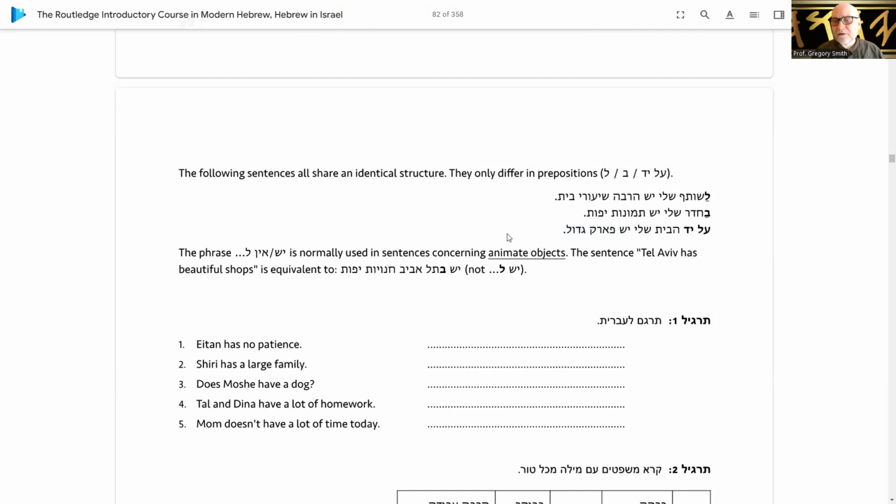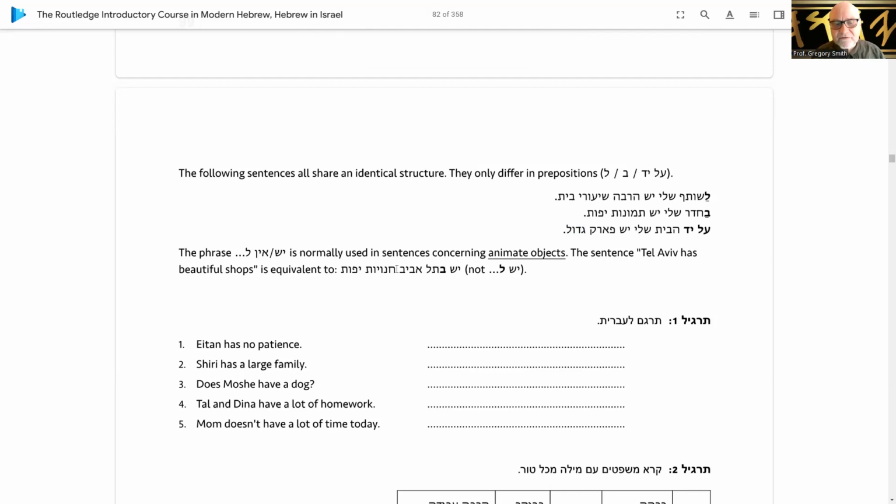It's a big park. All right, so the phrase yesh or ein li is normally used in sentences concerning animate objects. So the sentence Tel Aviv has beautiful shops is equivalent to, okay, so we have yesh b'Tel Aviv. There is in Tel Aviv. So if it's inanimate, it uses this bet preposition.